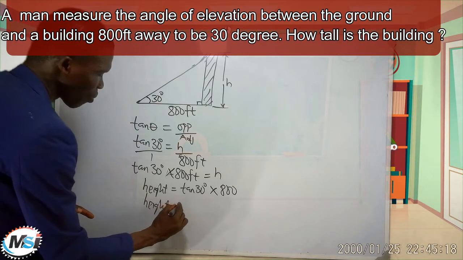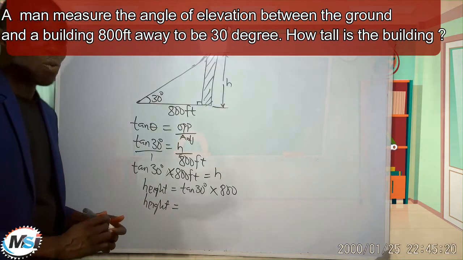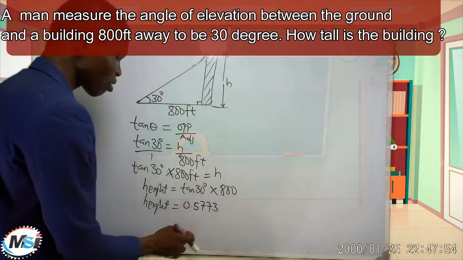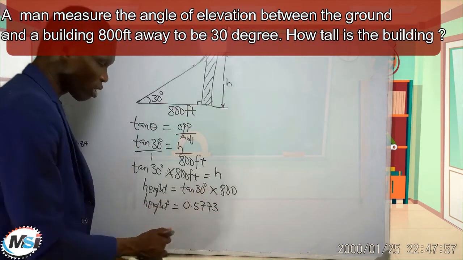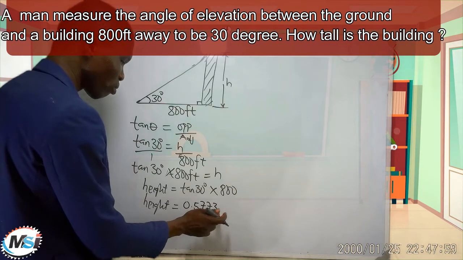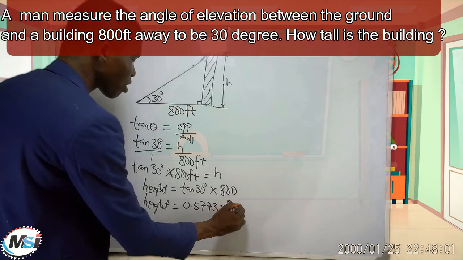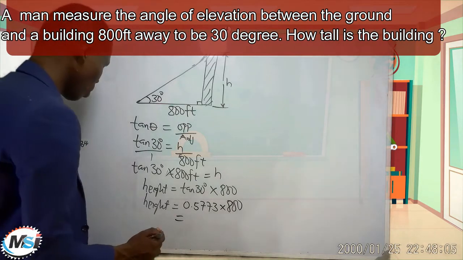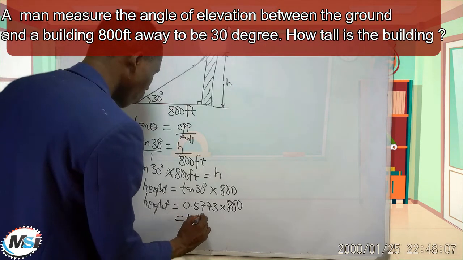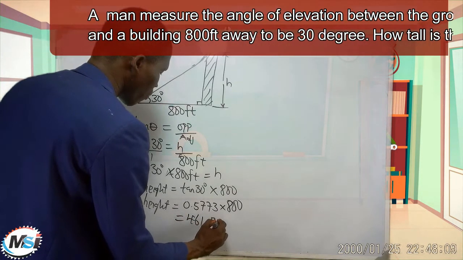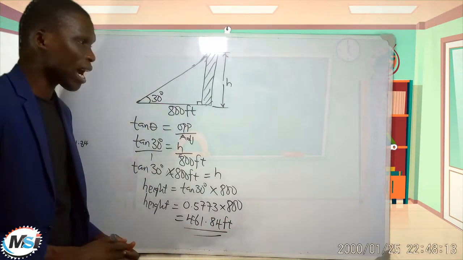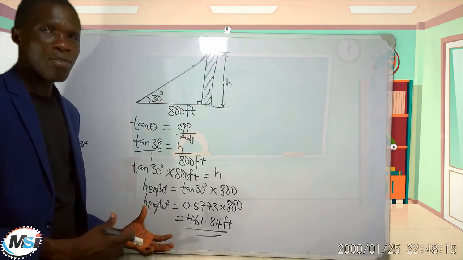Height will give you tan 30 degrees times 800. Tan 30 degrees will give us 0.5773 multiplied by 800. If you multiply this, this will give us 461.84 feet. So this will be the height of the building. I believe you understand this.